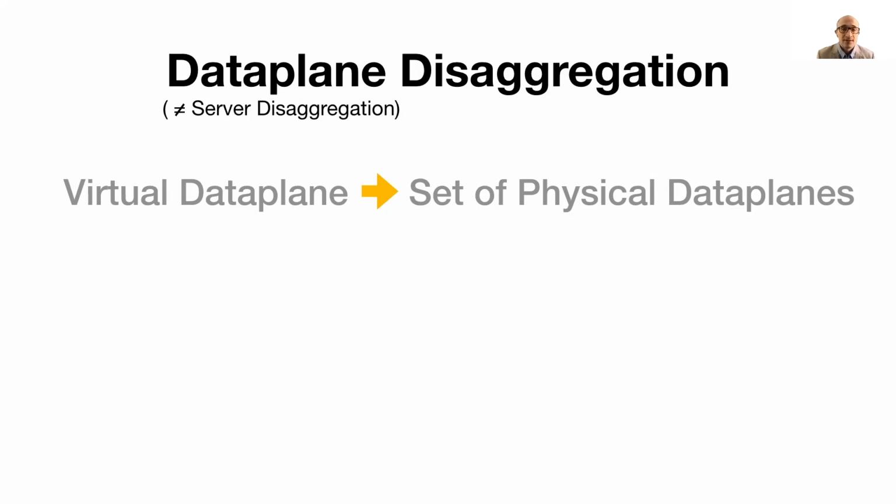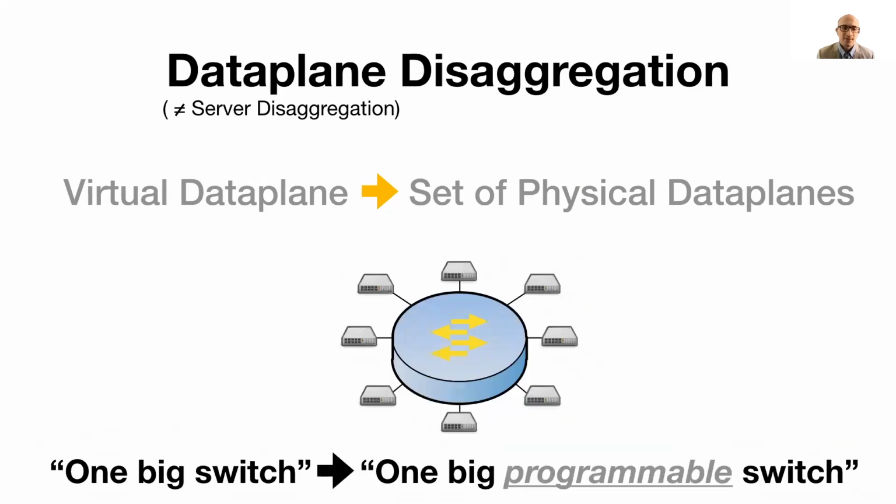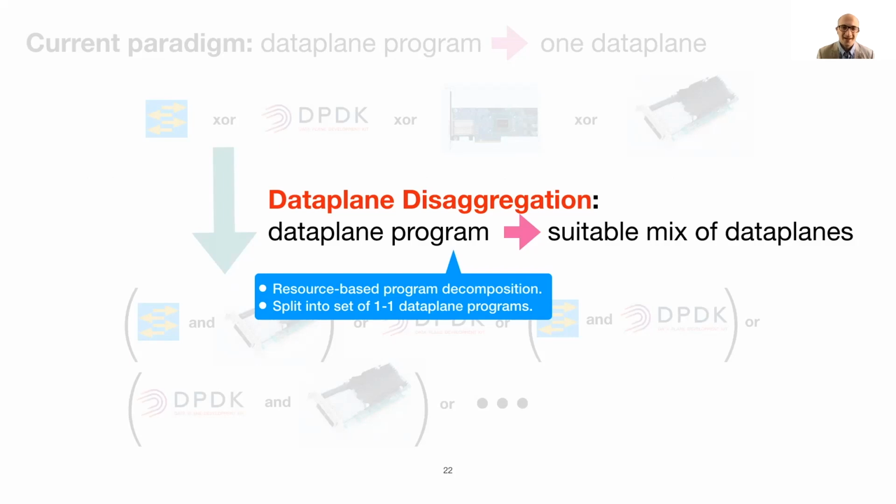And the decomposition is aware of those resource constraints and is also aware of the objectives that we wish to meet. We also see this paradigm as helping to bridge the gap between the useful abstraction of treating the network as one big switch to a more modern rendition of treating it as one big programmable switch. Okay, so far we've seen the appeal of data plane disaggregation to make better use of the resources in our network, but how do we go about implementing it?